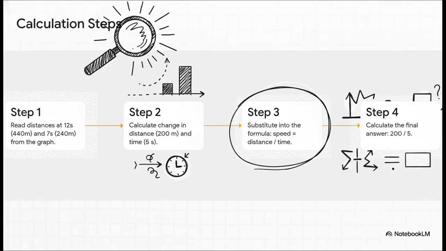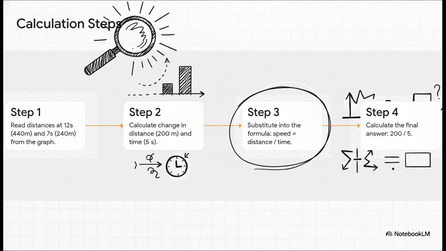Okay, let's see how we can scoop up all 3 marks here. First, let's just grab the numbers off the graph. So, at 12 seconds, they're at 400 meters, and at 7 seconds, they're at 200 meters. Just showing this subtraction, 400 minus 200 gets you a mark.